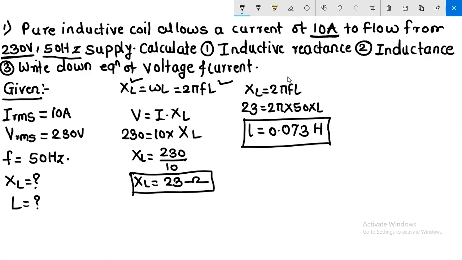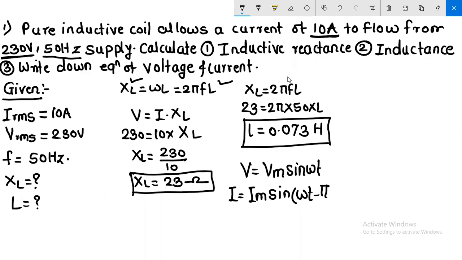Now, they said to write down the equation for voltage and current. For a purely inductive circuit, what is the equation for voltage? V is equal to Vm sine omega t. And what is the equation of current? I is equal to Im sine of omega t minus pi by 2. An inductive circuit is given, so the current lags, that is minus pi by 2.